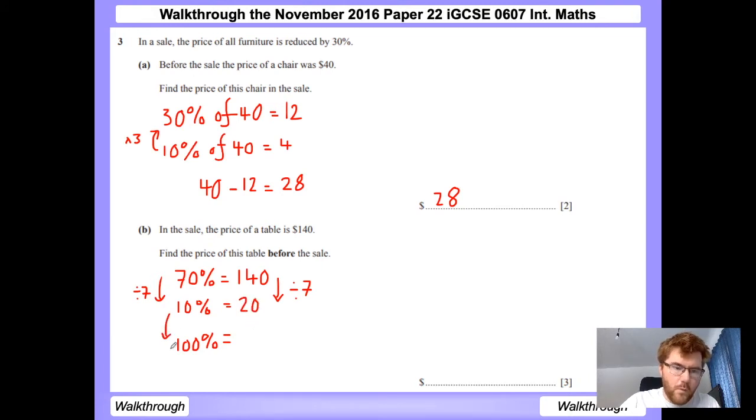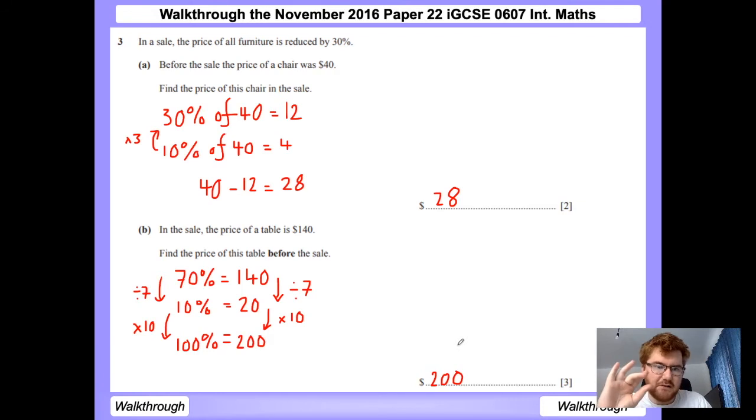And then finally, what do we do to 10 to get to 100? Well, we multiply by 10. We do the same on both sides, and 20 times 10 is equal to 200, which gives us our answer for 3 marks. Now, if you're in the exam and you have time, you can actually check this. So if I worked out 30% of 200, you would work this out to be 60, and then 200 minus 60 is equal to 140, which is the new sale price of our table. So if you have a chance in the exam, check by finding 30% of the 200, take that away from 200, and you should get back to the original answer here.